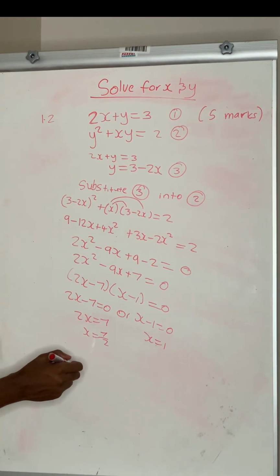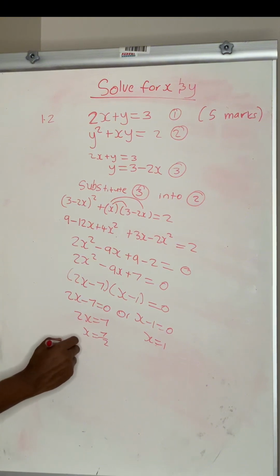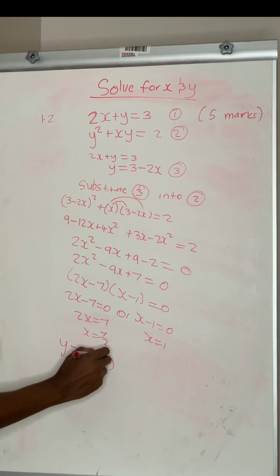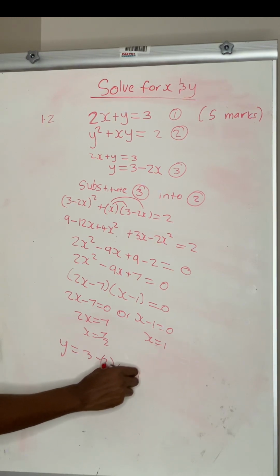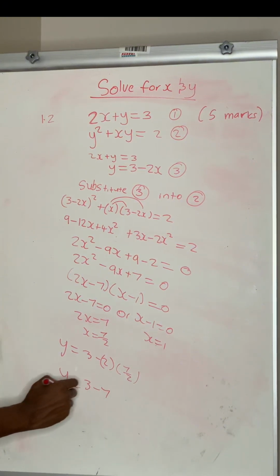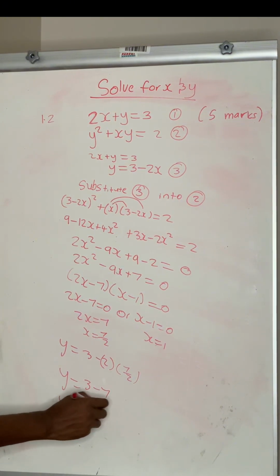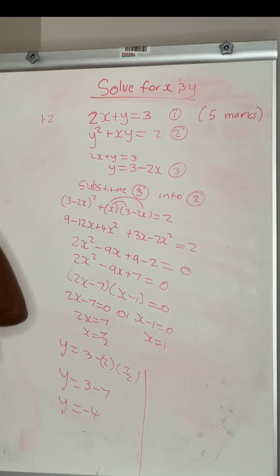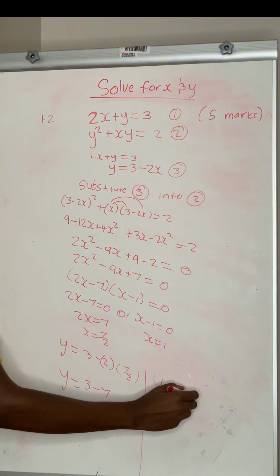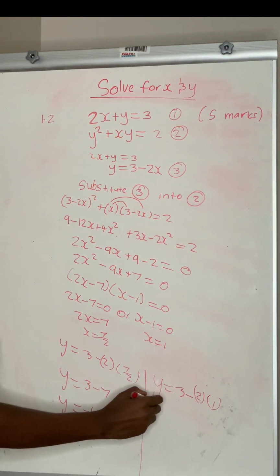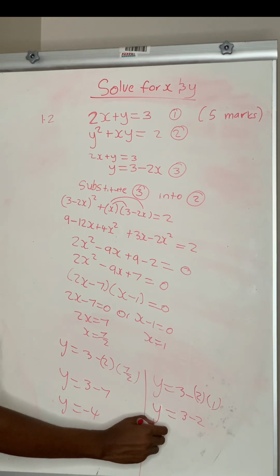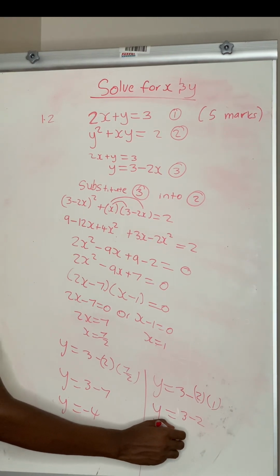Now let's try finding the values of y. So y is equal to, from our equation 3, 3 minus 2 times 7 divided by 2. y is equal to 3 minus 7. y is equal to negative 4. And then let's try finding the other value of y. So y is equal to 3 minus 2 times 1, and then y is equal to 3 minus 2. y is equal to positive 1.